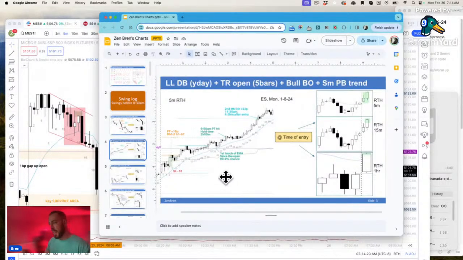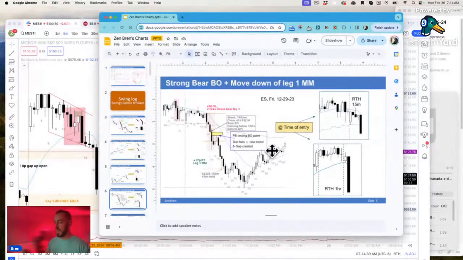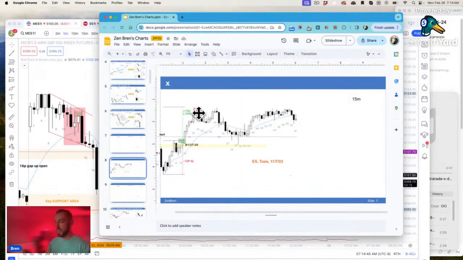This is like the kind of thing that I look for. 16 points, right? 16 point stop loss, 16 point profit target. Notice I'm using the measure move here on all these. These are all measure move profit targets. 9 point stop loss, 14 point profit target, right? Let's see here. Okay, 17 point profit target. So this is pretty much what I look for. 15 point profit target, 15 point stop, right?